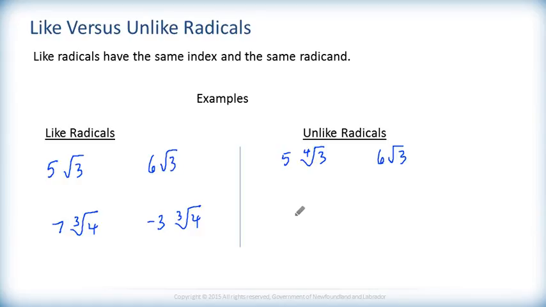If I had 7 times the cube root of 4 and negative 3 times the cube root of 5, those would be unlike. These two don't have the same radicand. These two have the same radicand, but they don't have the same index.